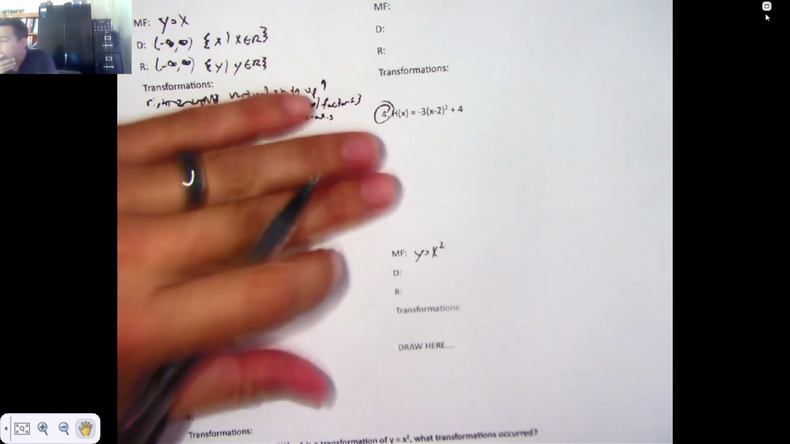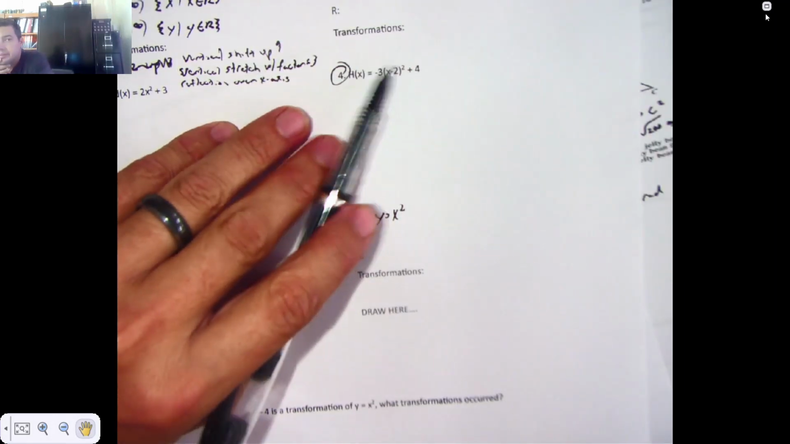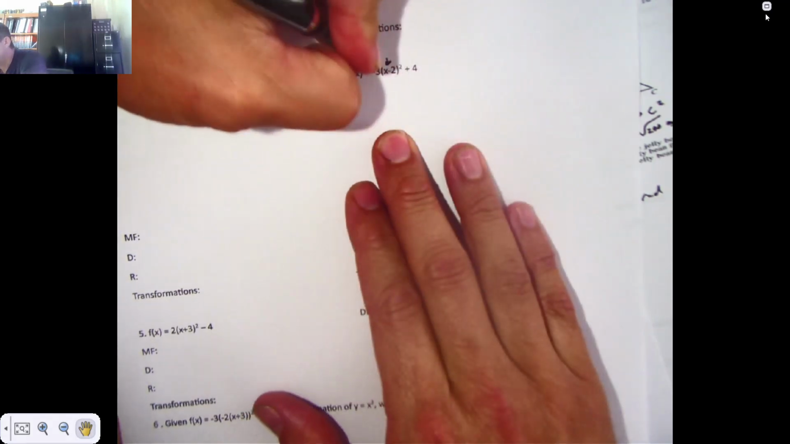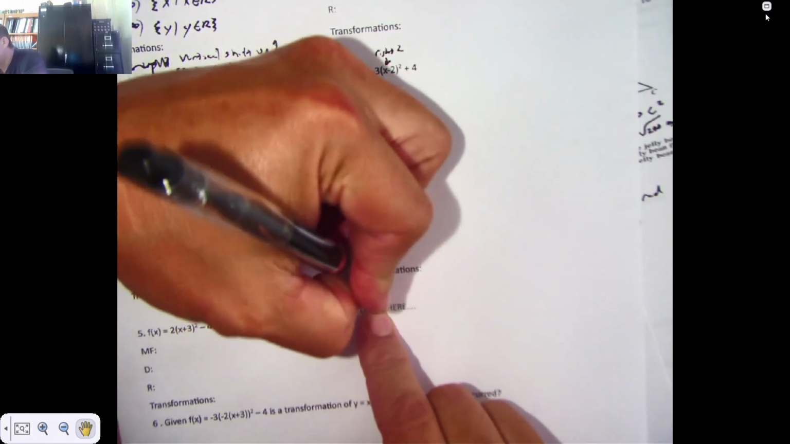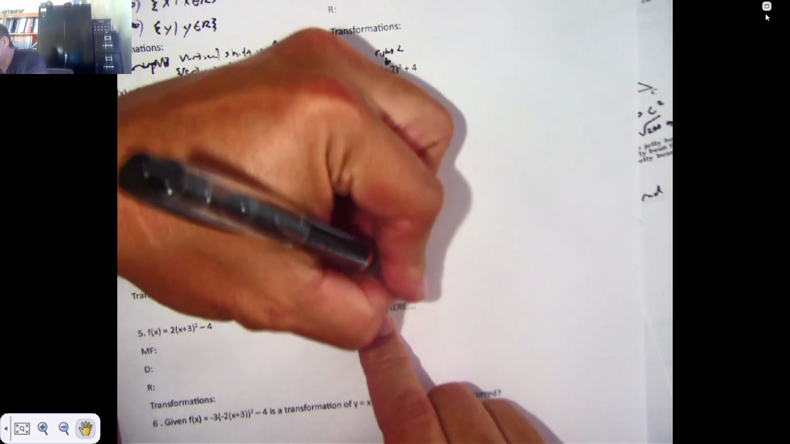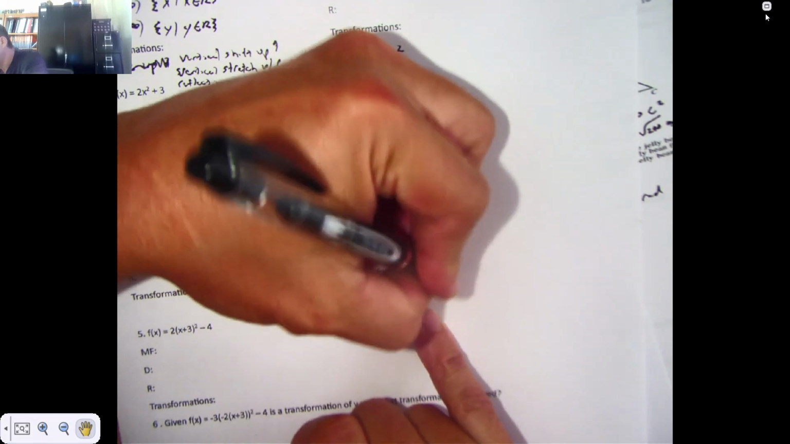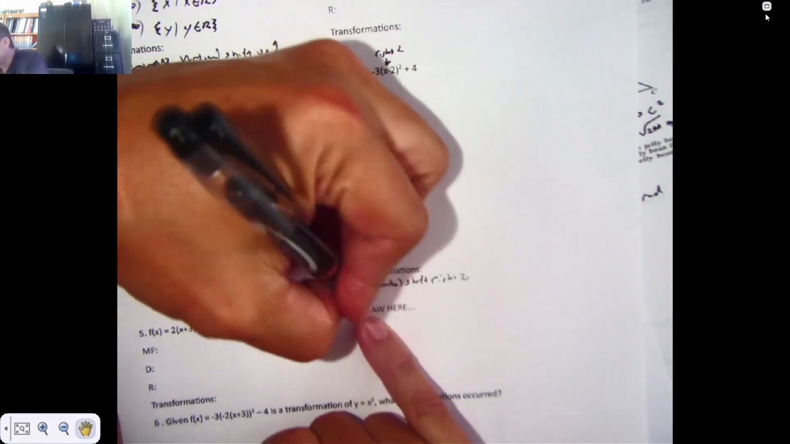Now, speaking of reflections, I'm actually going to do transformations here first. This is actually not left 2. This is right 2. Things in parentheses lie about signs. So we have a horizontal shift. What did I say? Right 2. And then we have this one, which is up 4. We have a vertical shift.